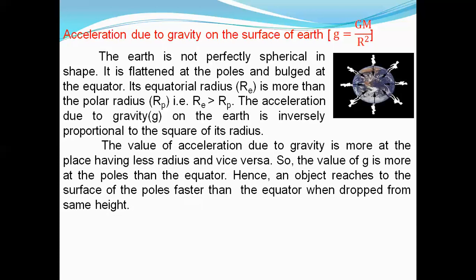So hence an object reaches the surface at the pole faster than at the equator when dropped from the same height. It tells us that as the acceleration due to gravity is more at the pole, the acceleration is more at the pole. So the velocity of the falling object is more at the pole, and so the object falls faster at the pole. In the same way, at the equator, the value of acceleration due to gravity is less, so acceleration is less. As acceleration is less, there is less change in velocity, and that's why the object falls slowly at the equator.